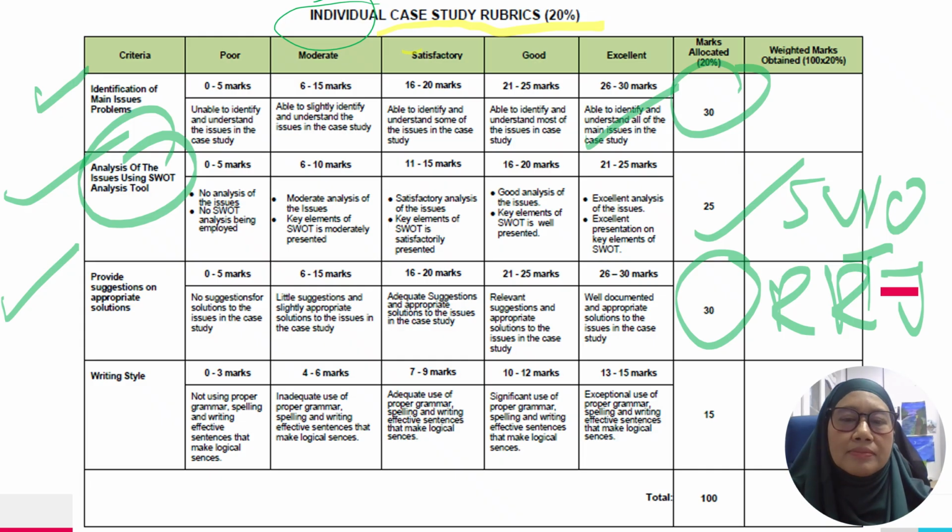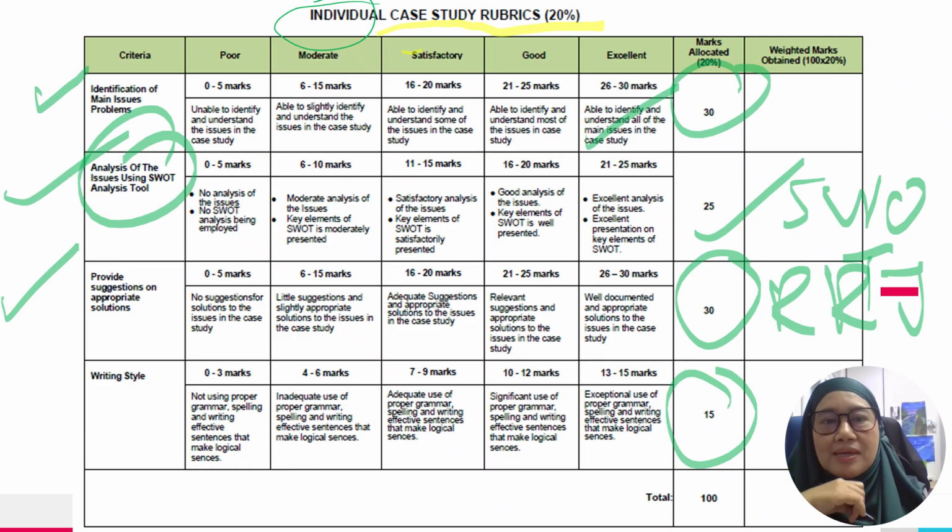Lastly is writing style. This one is 15 marks. So this covers clarity, organization, grammar, and logical flow. Make sure that your report is well structured, easy to read, and also uses a professional academic tone. Avoid plagiarism. No plagiarism. Always cite your references properly.